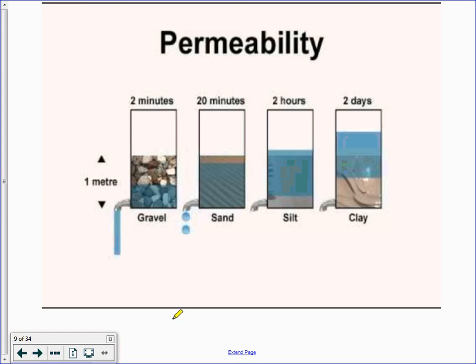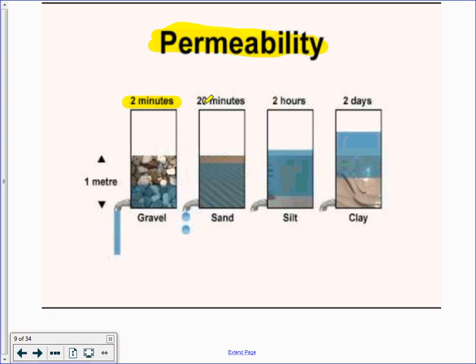So here's a cool picture giving a good example of permeability, or in other words, how fast water can travel through a substance. Gravel, it cruises through. Let's call this a gallon of water. It doesn't specify how much water we're talking about. Let's just say it takes a gallon of water 2 minutes to travel through gravel. That makes sense because gravel has huge pores in between it.